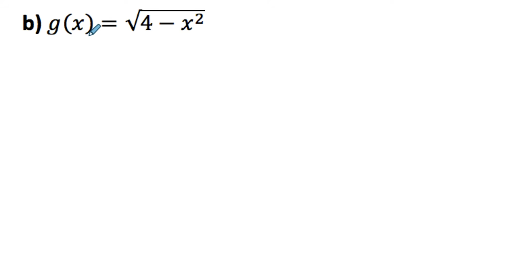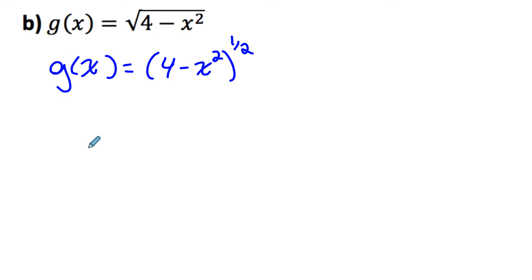Part B, let's try another one. This one's very similar to the last one. It's another power of a function, because remember, a square root symbol is a rational exponent. It's an exponent of a half. So g at x equals 4 minus x squared to the power of a half.